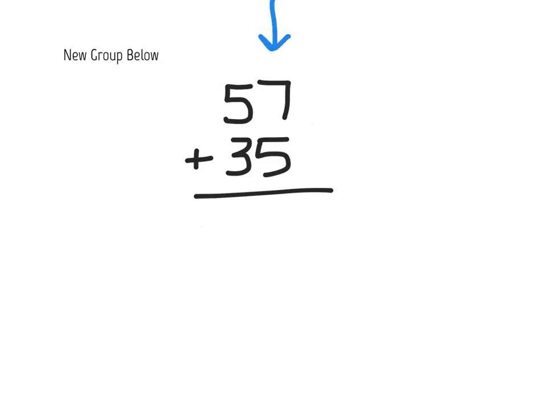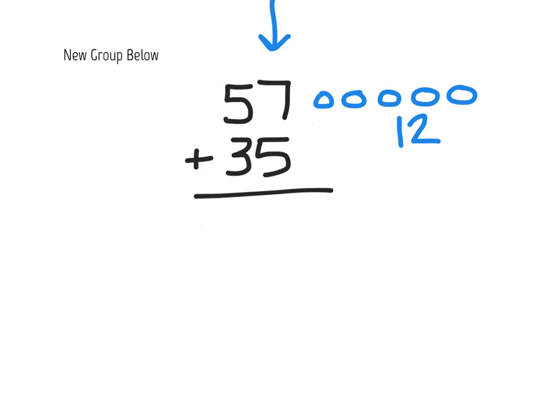We're going to add 7 plus 5. Now, if you aren't sure what 7 plus 5 is, we can count on or add on over here on the side. So 7, 8, 9, 10, 11, 12. So 7 plus 5 is 12.